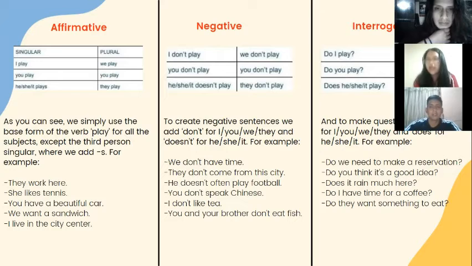Interrogative. To make a question, we add do for I, you, we, they, and does for he, she, it. For example, do we need to make a reservation? Doesn't it rain much here? Do they want something to eat?